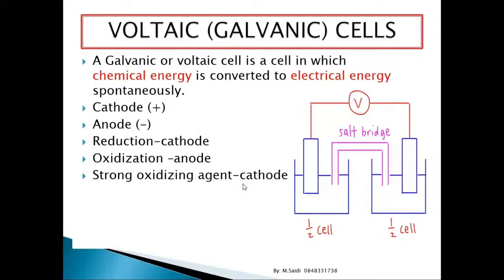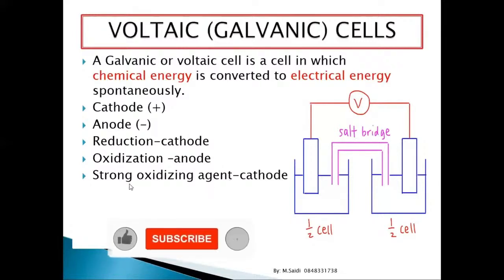A strong oxidizing agent is put on the cathode. When you say oxidizing agent, guys, what happens to it? If it is an oxidizing agent, it is reduced. It means that it is less reactive. It can accept the electrons. If you are broke, it means that you can accept everything. So you oxidize others. You make others to be broke.